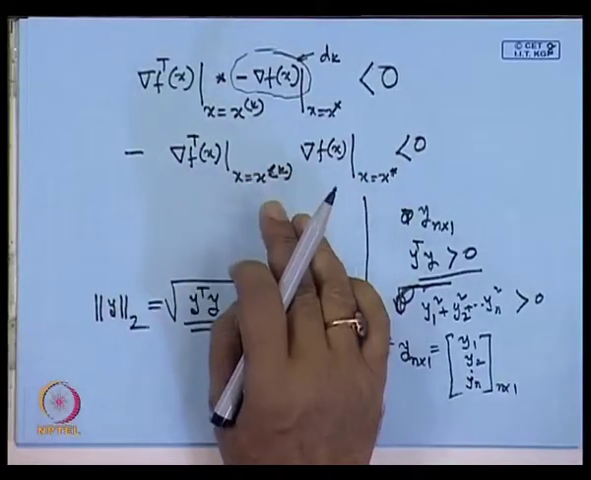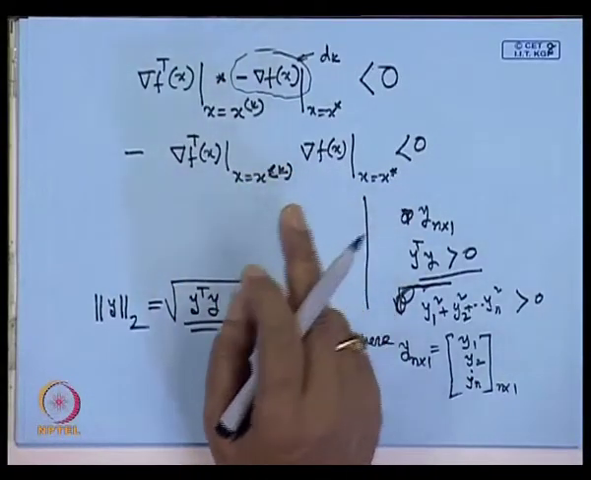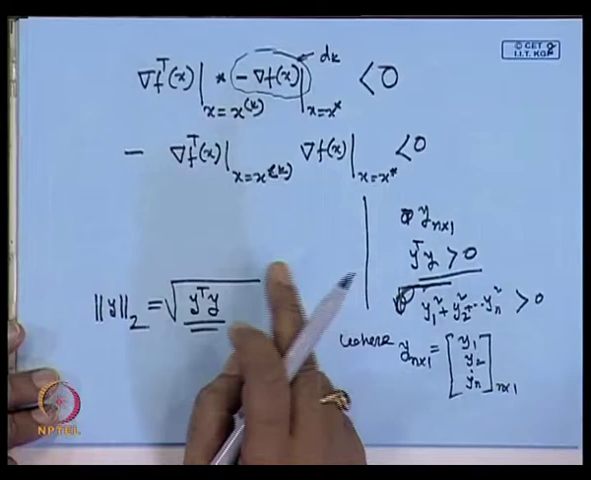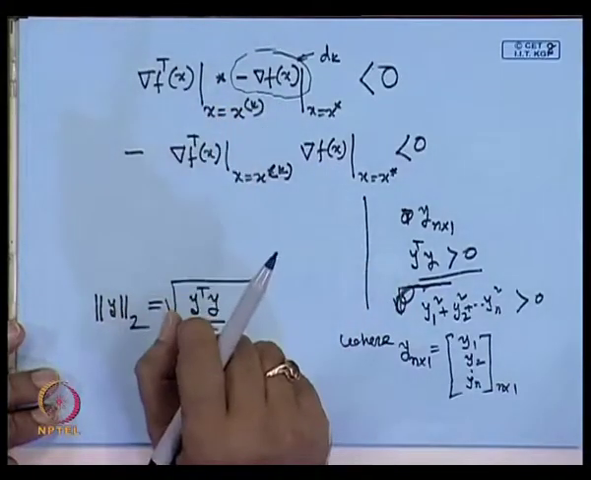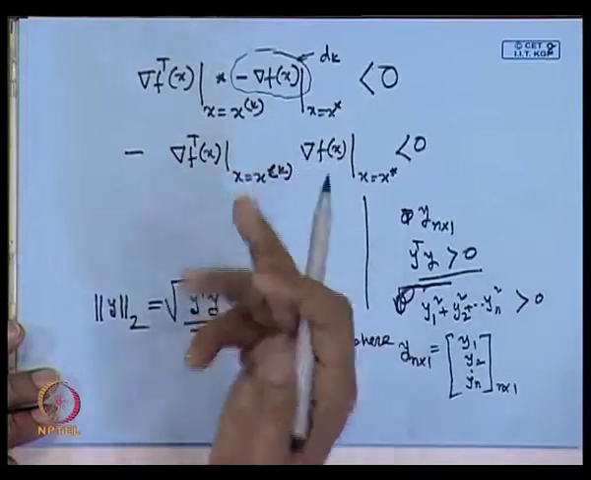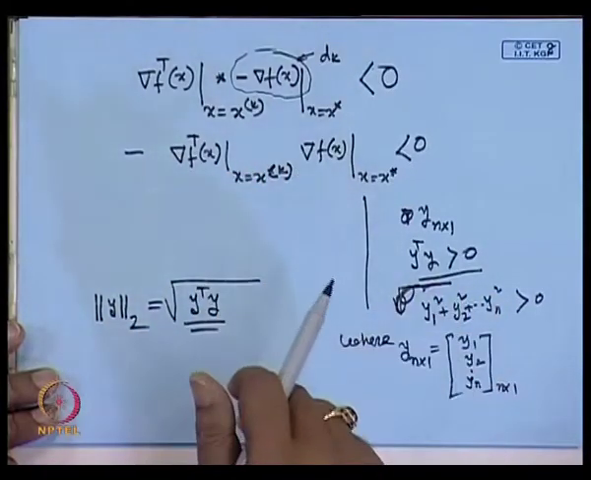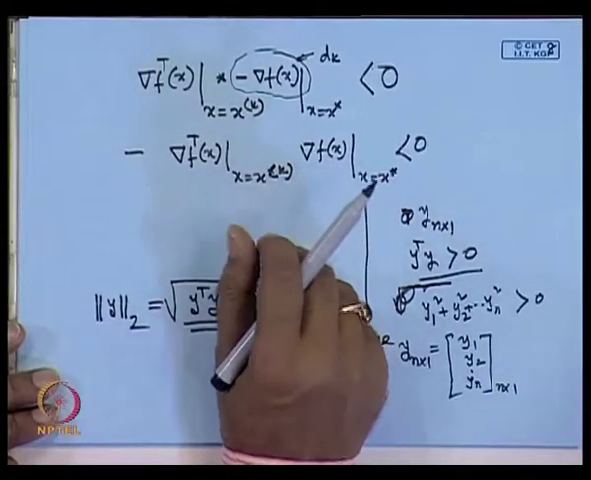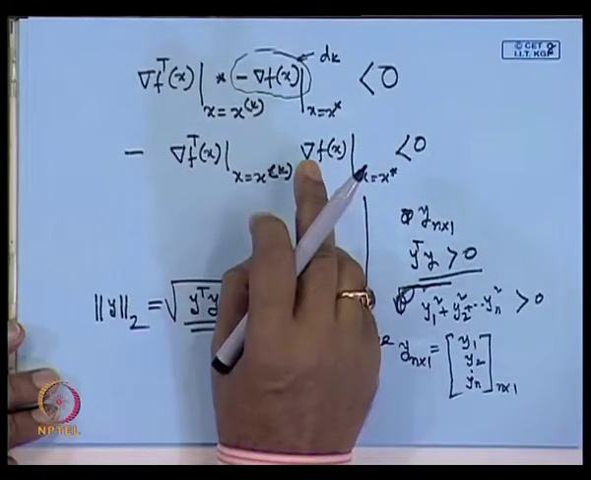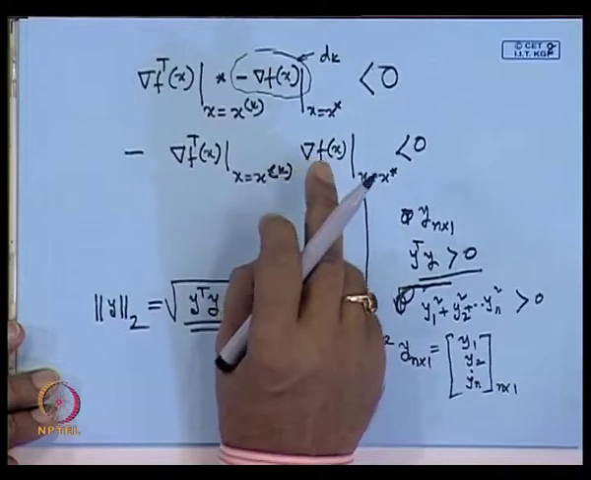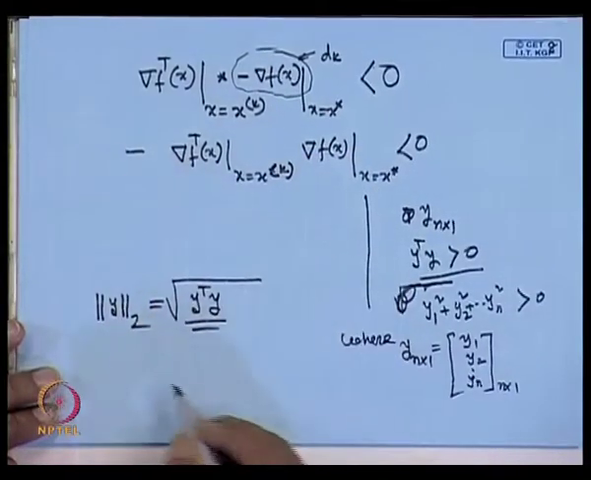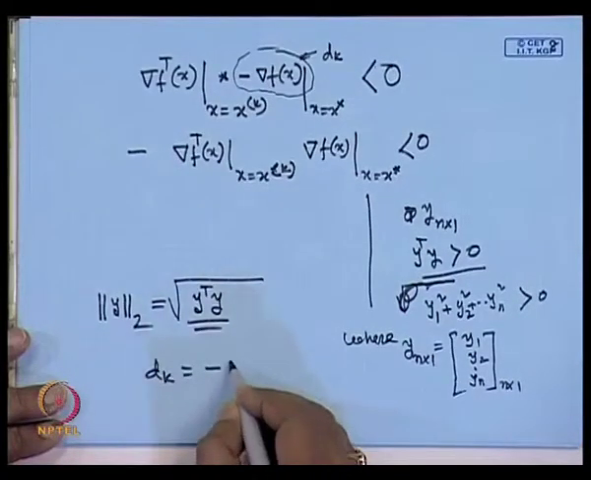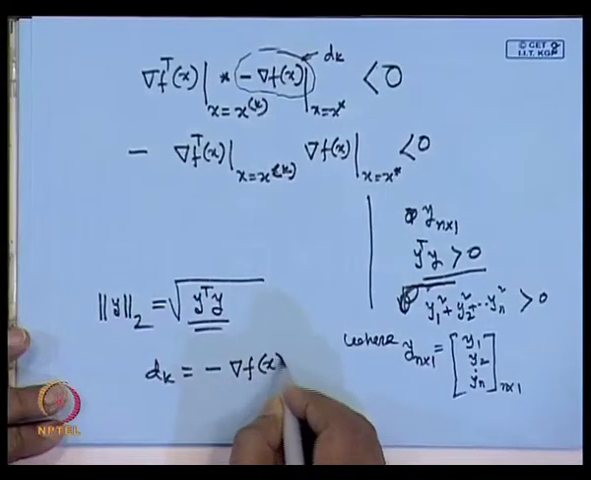If this condition is satisfied, in other words, if you consider the search direction d_k with the reverse sign of the gradient of that function, then the function value from the kth iteration to the k plus 1 iteration will decrease, and you have to choose the direction of the search vector that way. So, what is our choice of search direction? d_k will be minus gradient of f of x, that is our choice.